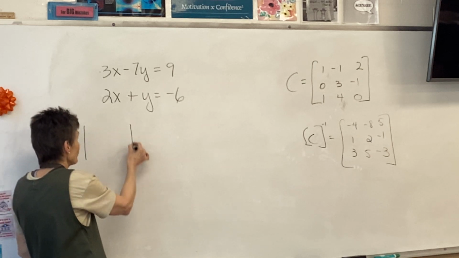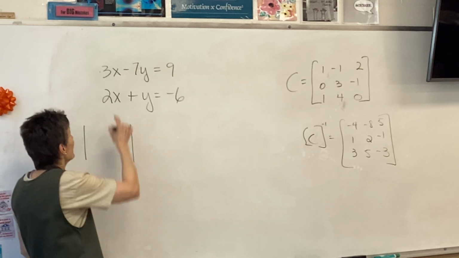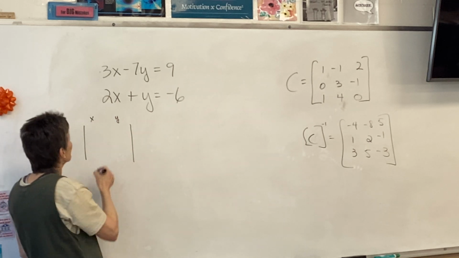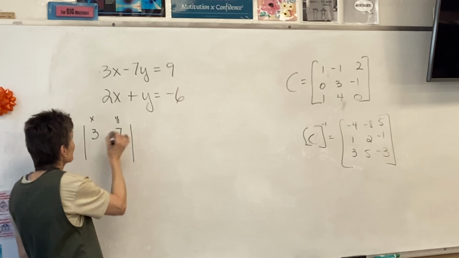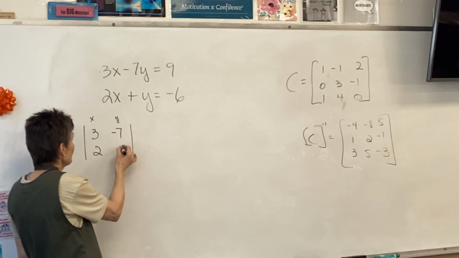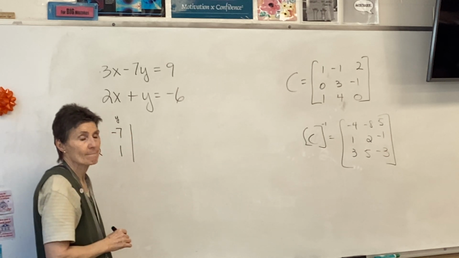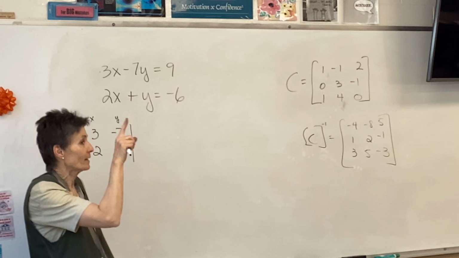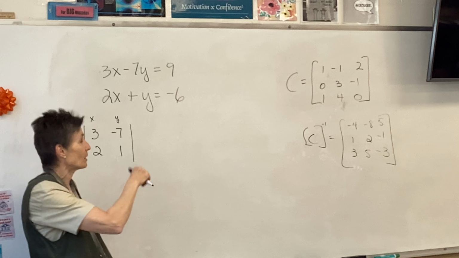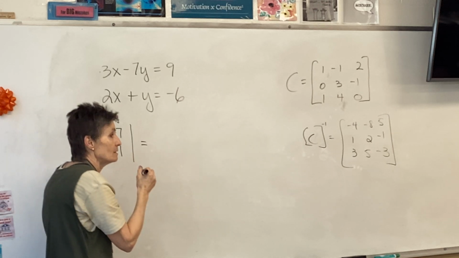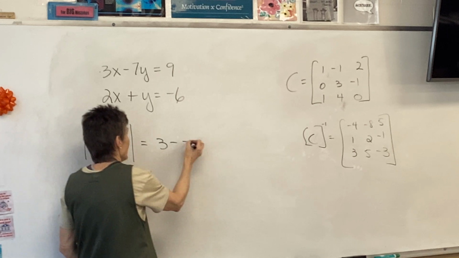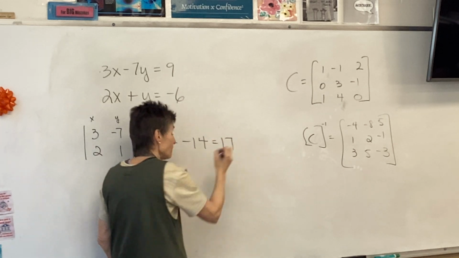Make a determinant of the x's and y's, just the x's and y's. So 3, -7, 2, and 1. Obviously, they have to be lined up. You want x's lined up and y's lined up. Then you evaluate it. So 3 minus -14, did you get 17? Yep.